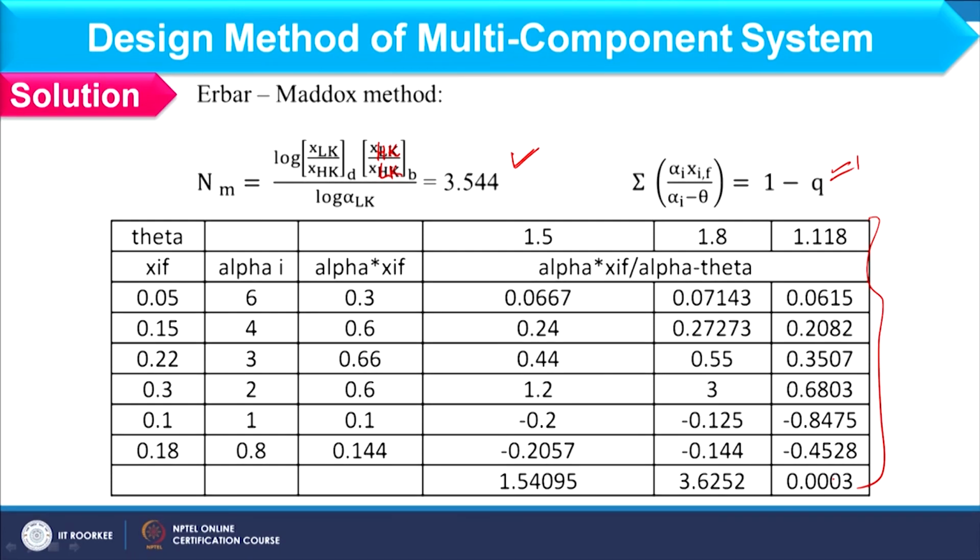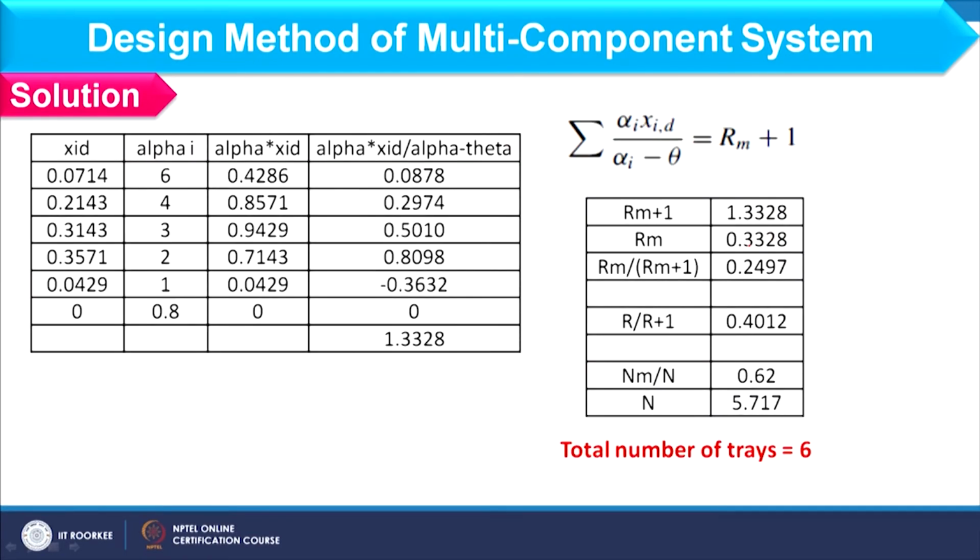So, this is another method to find out theta value. Either you can simply calculate that from the calculator by putting the whole equation, or you can simply keep on assuming the theta value and keep on calculating this till you find the value should be equal to this, and that should be 0, right. So, this is almost 0. So, we can choose theta value as 1.118, and after that we can find out Rm by this calculation. So, that Rm is 0.3328, then Rm by Rm plus 1 we can find, R by R plus 1 we can find, and so the number of trays we can find using the graph which we have discussed in the previous example. So, total number of trays we can find as 6.